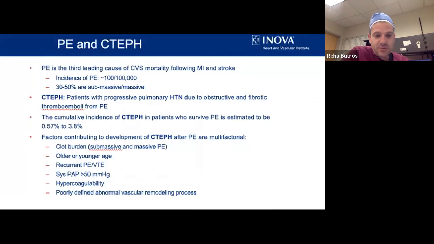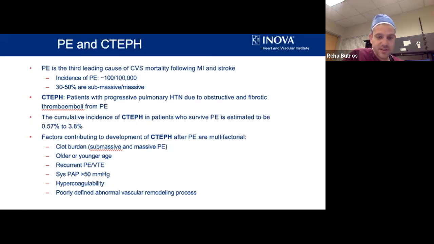So PE is a very common disease. We see it on a daily basis at the hospital, and we treat a lot of the patients either with anticoagulation or more invasive methods. About 30 to 50% of these patients come with submassive or massive PE, meaning there's so much clot in the lungs that the heart is under strain and is having trouble pumping the blood into the lungs. So some of these patients long-term develop CTEPH, and the rate is about 0.5 to 3 to 4%. And some patients present with CTEPH with no known history of prior PE.